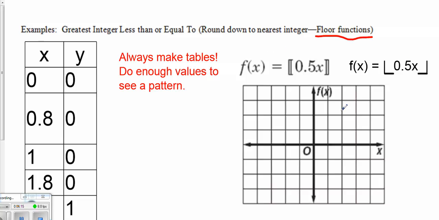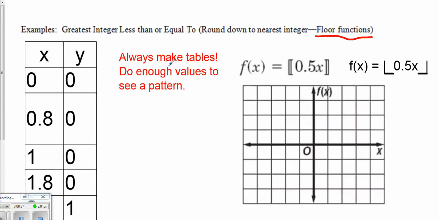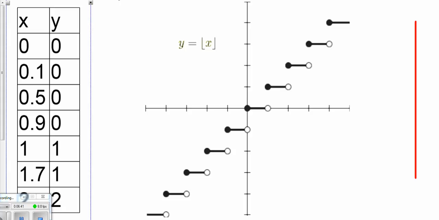Before you can graph these, always make a table. Anytime you see either this double bar piece or these L's, the regular and backwards, that is a floor function, so always make a table to help you figure out what it's going to look like. How do you know what pieces to use here? Well, you can really use any x values you want and as many as you want, but do enough values that you're going to find a pattern. Now again, I'm going to go through and show you what the regular one looks like.